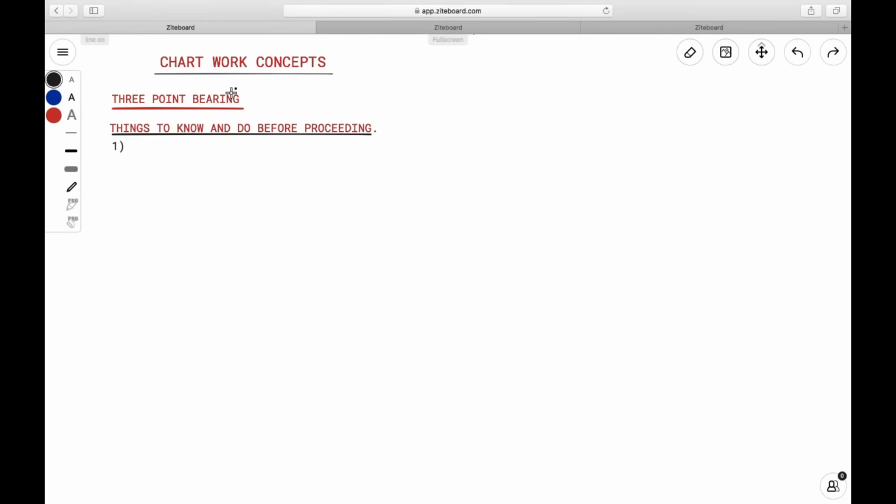Today we are going to discuss chart work concepts, especially the 3-point bearing. Before proceeding to the problems, let us look into some things to know and do. First point, we can find CMG only from this method. So CMG should never be given in 3-point bearing questions. That is the first hint that you should know this is a 3-point bearing question.